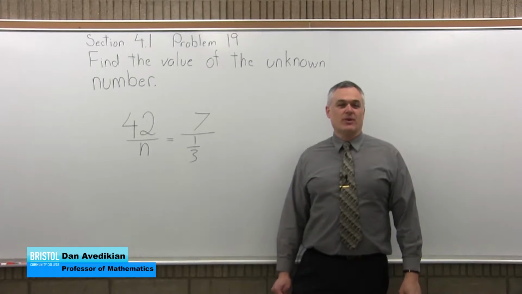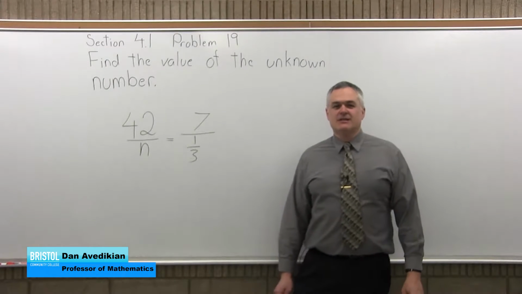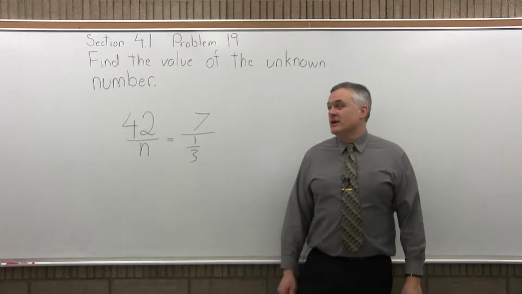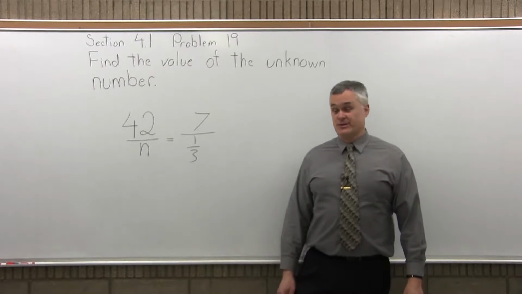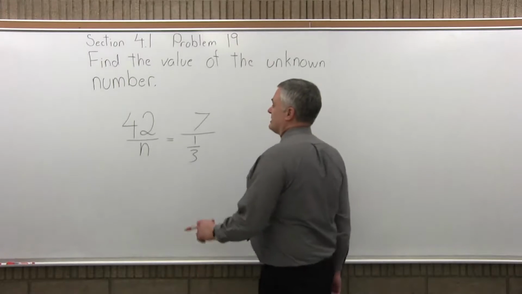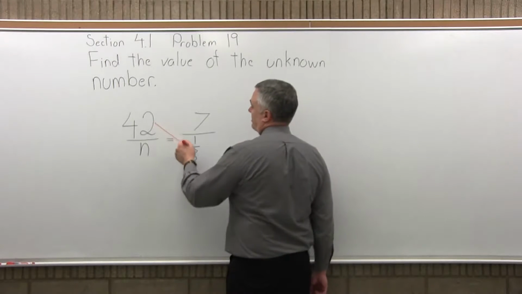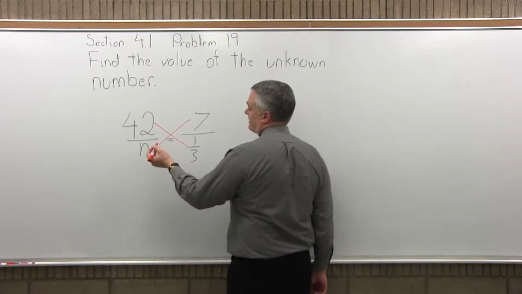This is Section 4.1, Problem 19. It says find the value of the unknown number, and we have 42 over n equals 7 over 1/3. So we have a fraction, but the process is the same as the others. You just multiply across both ways and divide by the number in front of the n.